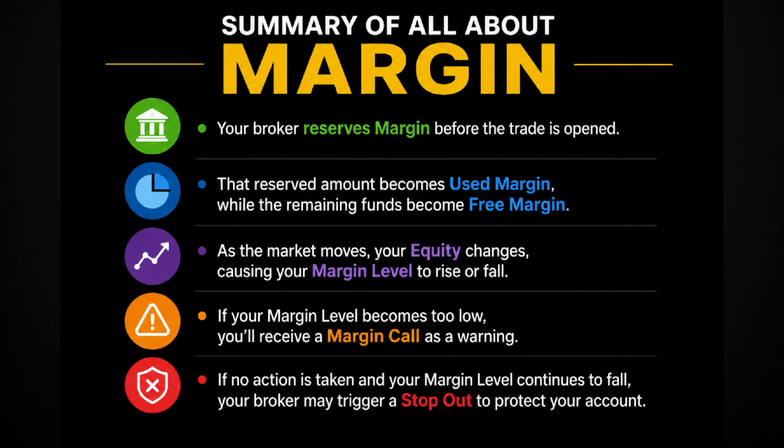Instead of seeing random numbers, you'll know exactly what they're telling you about the condition of your account. You started this lesson by learning what margin is and why brokers require it. Then you saw how used margin, free margin, equity, and margin level work together while a trade is open. Finally, you learned what happens when your account comes under pressure through a margin call and, if losses continue, a stop out. The next time you open your trading platform, those numbers won't just be numbers anymore. You'll understand exactly what they're telling you about the health of your trading account.